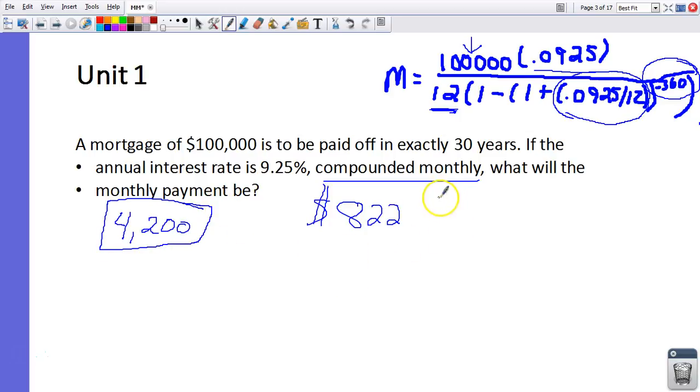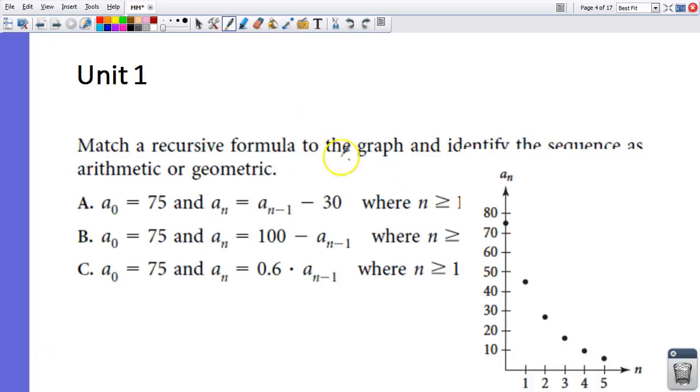So if you want to try it, it might be good to just practice in your calculator. I'm not sure there's going to be one like this on the test, but it's always good to know how to find your monthly payment for things. What's next? Oh, match a recursive formula to the graph and identify the sequence as arithmetic or geometric.